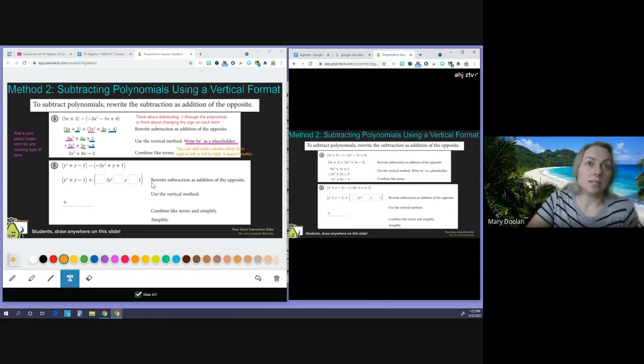First thing here, it says rewrite subtraction as addition of the opposite. So that's where in the red text here, we're thinking about distributing -1 through the entire second polynomial, or we're thinking about just changing the sign of each term in the trinomial. So if it was -2y squared before, it's going to be +2y squared next. So I'm going to put a plus sign right here.